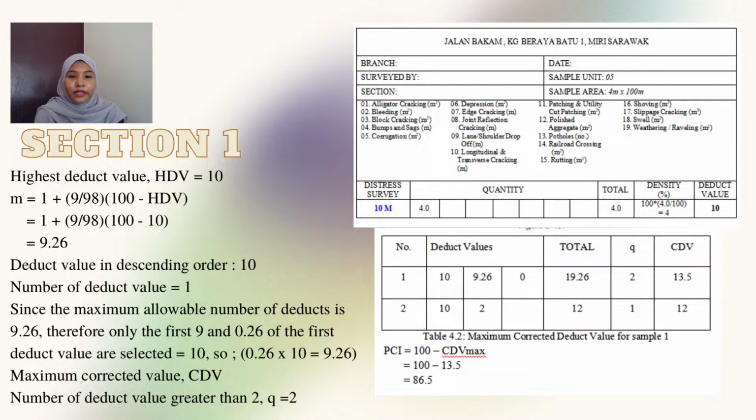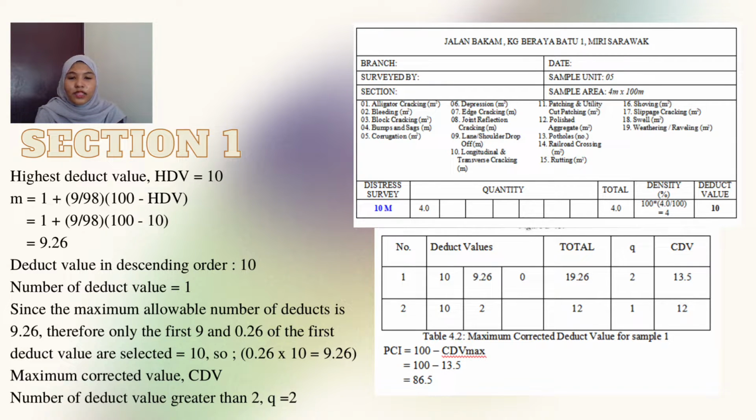Distress survey 10 meter, quantity 4, total 4, density 4%, deduct value 10. Highest deduct value HDV equals 10, M equals 9.26. Deduct value in descending order 10, number of deduct value 1. Since the maximum allowable number of deducts is 9.26, only the first 9 and 0.26 of the first deduct value are selected, equals 10.